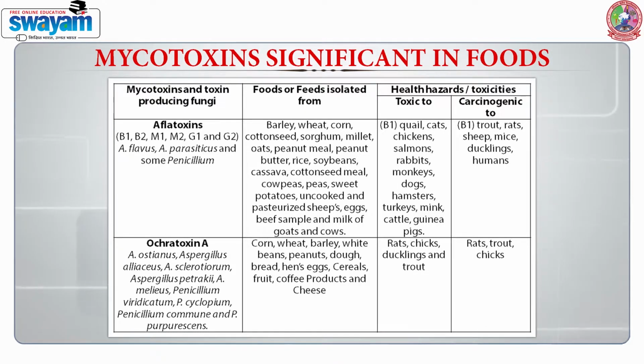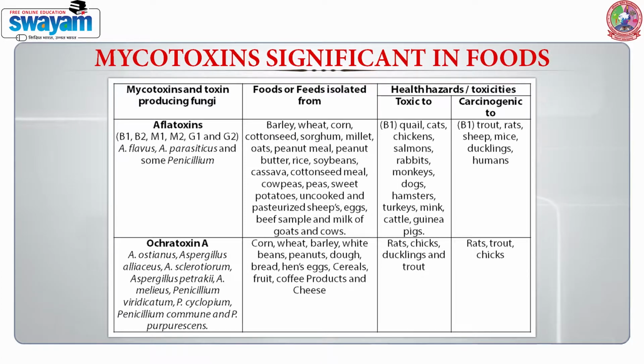These are produced by Aspergillus flavus, Aspergillus parasiticus and some Penicillium species. A wide variety of food items may be a source of the growth of these fungi. These may include cereals, pulses, crops like cassava, cottonseed, peas, sweet potato, unpasteurized sheep, egg, beef, milk, etc. And it is toxic to a wide variety of consumers, including animals, chicken, dog, human beings, pigs, etc.